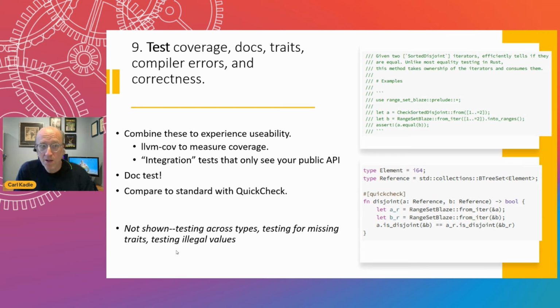And to the degree you can, you want to check that your data structure does the right thing, that it's correct, because your users will be depending on it. Here are just a few tips along those lines. One is I used LLVM Cov to measure coverage. Coverage is making sure that every line of your code is actually executed somewhere by a test. You often find yourself creating new tests.